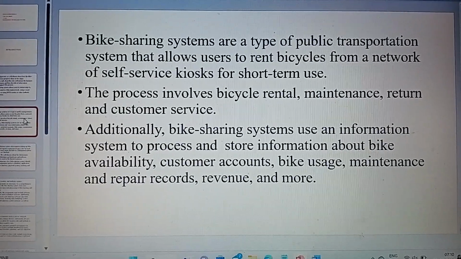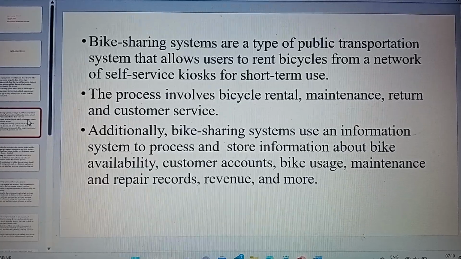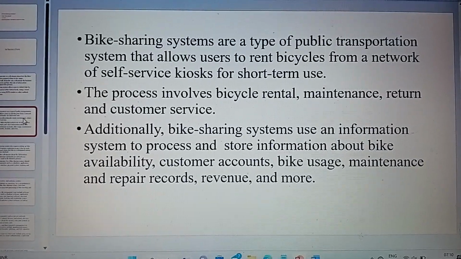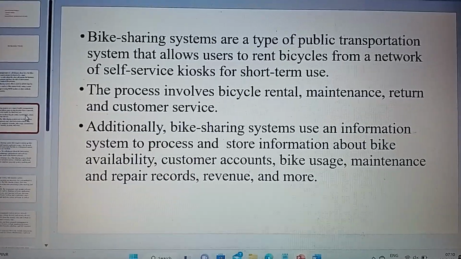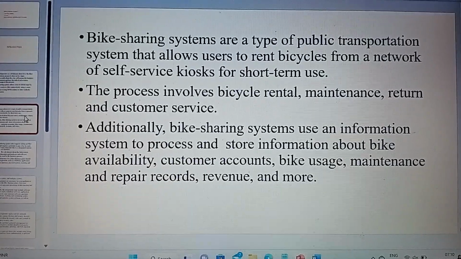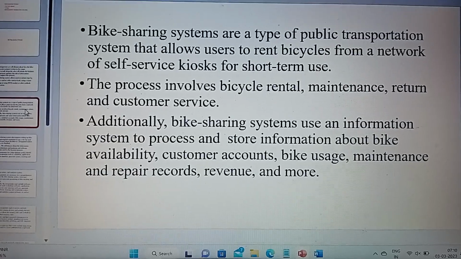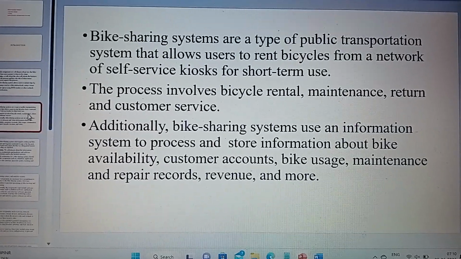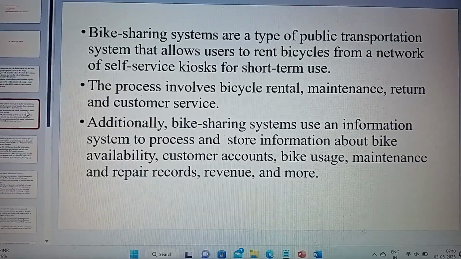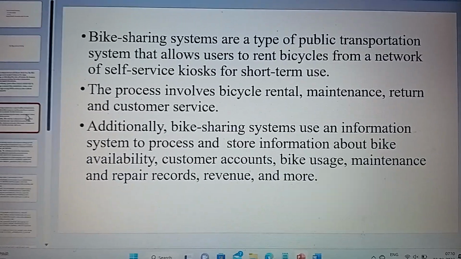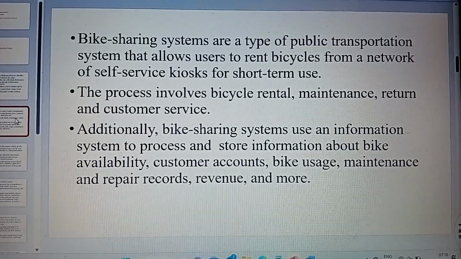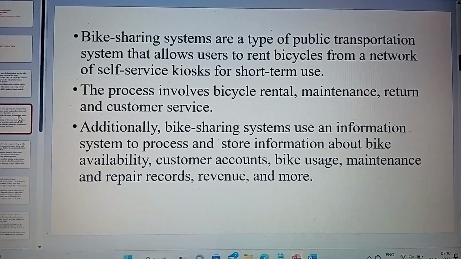Additionally, bike sharing systems use an information system to process and store information about bike availability. In this bike sharing process, the information system plays a crucial role in storing and processing information about the bikes and their availability, how many customers have accounts, how much the bike is used, maintenance and repair records, revenue and more.